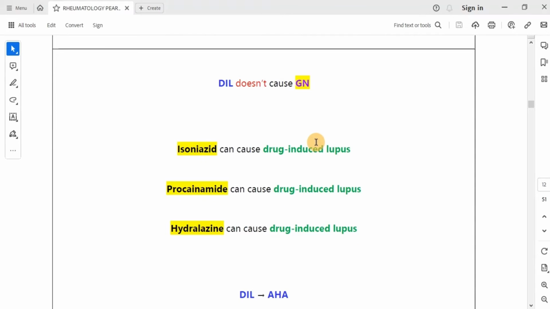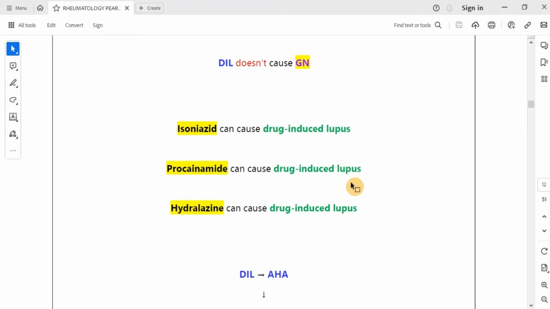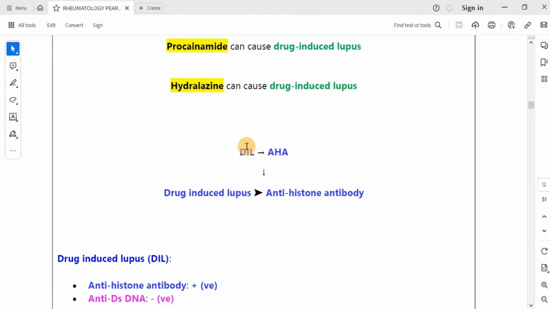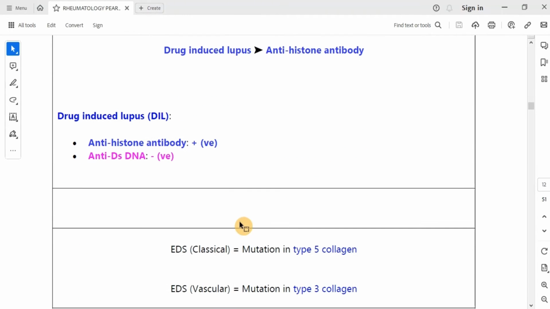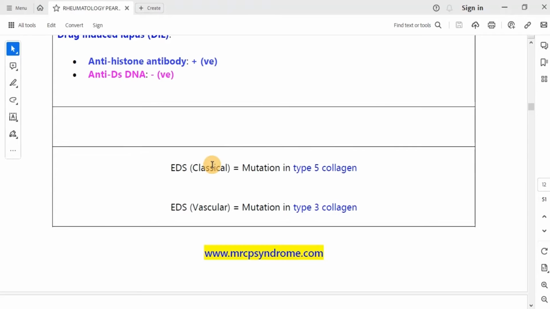And drug-induced lupus can be caused by a certain number of drugs, and the three commonest are isoniazid, procainamide, and hydralazine. And this drug-induced lupus will have antihistone antibody positivity, but the anti-dsDNA should typically be negative.